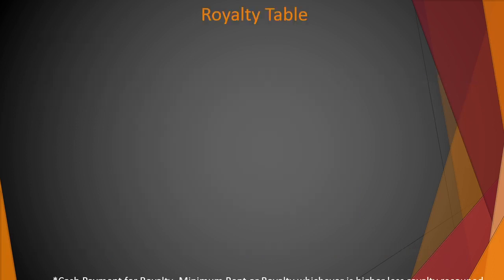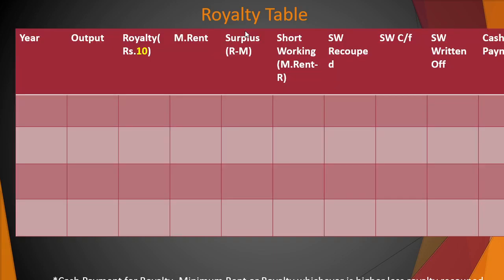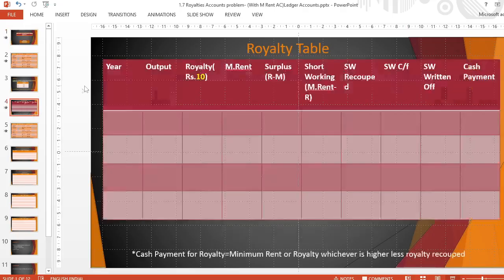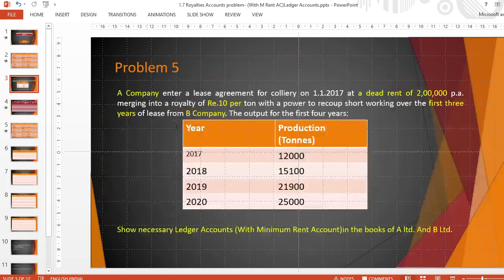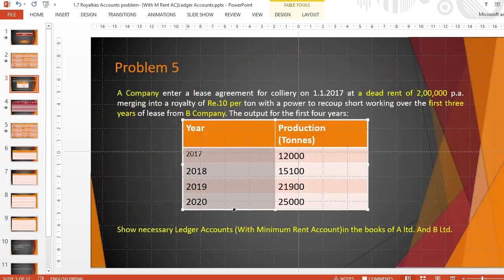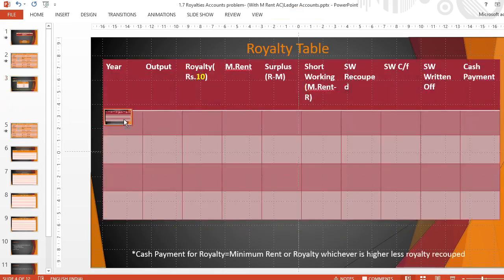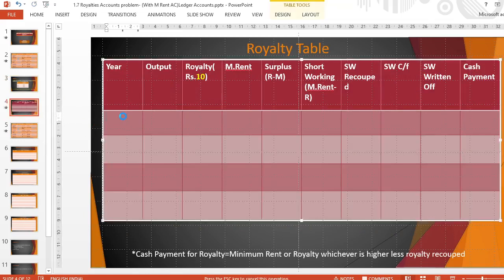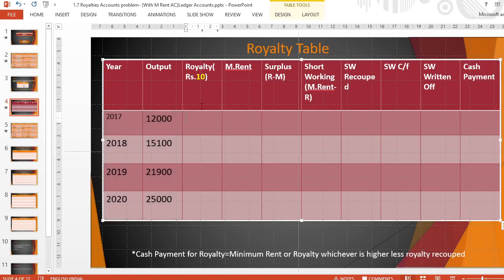As far as the solution part, the first thing we need to prepare is the royalty table. So here I'll copy the things from the problem, year and output. From 2017 to 2020, they have given the details. Next, we need to calculate royalty. The formula is output into royalty per ton, rupees 10. So 12,000 into 10 rupees, so it is 1,20,000.